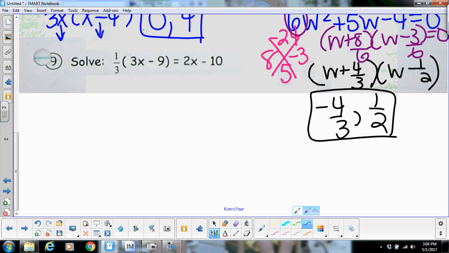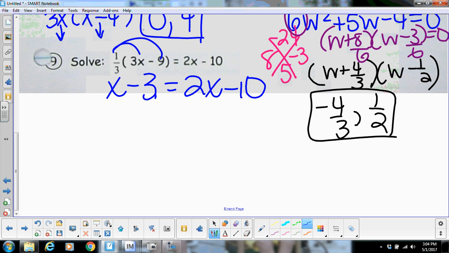All right, and then I'm going to walk through parts of number 9 for you. Okay, when I distribute here, that's going to give me 1/3 times 3x is just x. 1/3 times 9 is 3. Now it is a simple two-step equation, or variables on both sides equation.